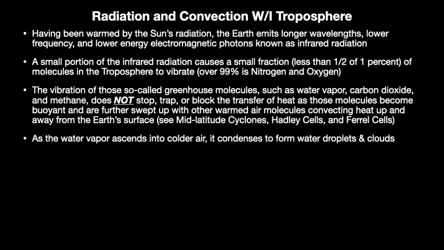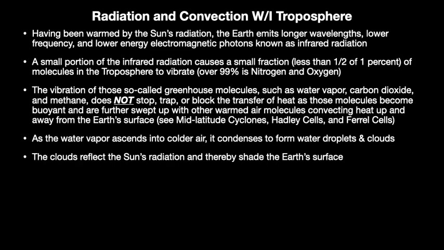As the water vapor ascends into colder air, it condenses to form water droplets and clouds. The clouds actually reflect the sun's radiation and thereby shade the Earth's surface. If you've ever seen an image of the Earth from outer space, you notice that the clouds are white. And remember what we said about something that's white. Use your sense of vision. If it's white, it's because it's reflecting back all of the visible light.